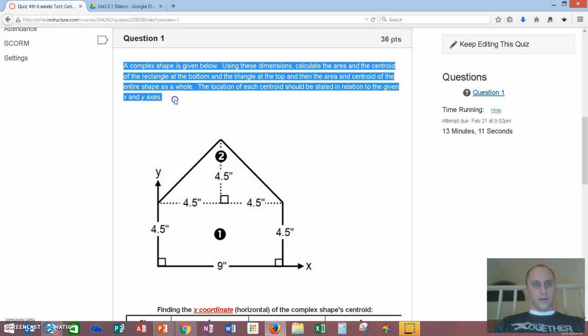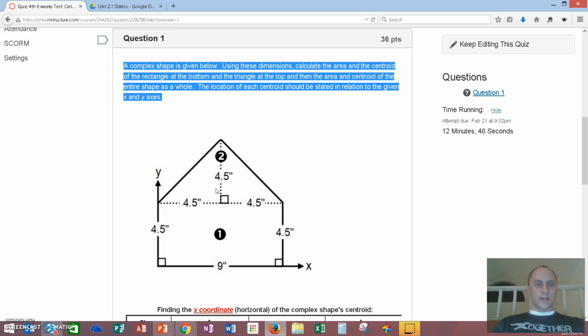Hopefully you read the entire thing here that tells you that a complex shape is given below using these dimensions that are all marked on both of these shapes. Calculate the area and the centroid of the rectangle at the bottom and the triangle at the top. Then the area and the centroid of the entire shape as a whole, which is the goal. We want to know where's the centroid of this complex shape.